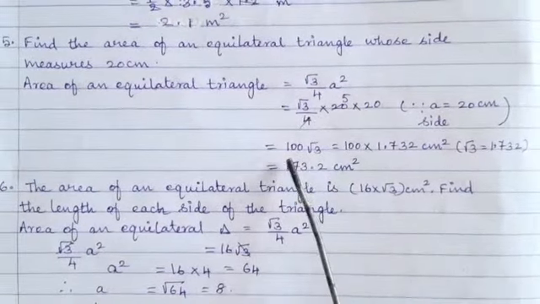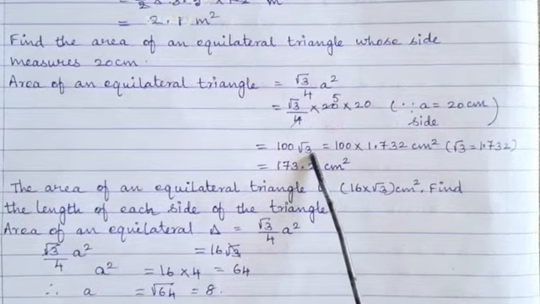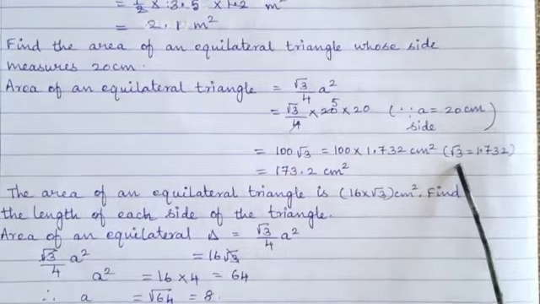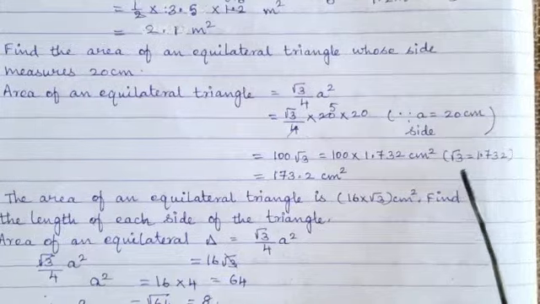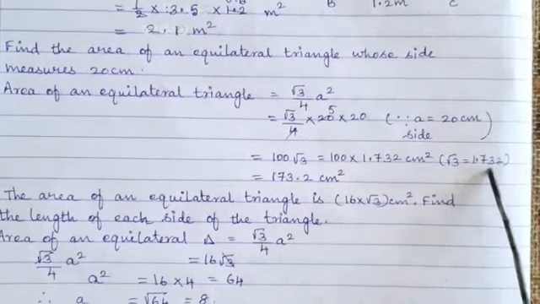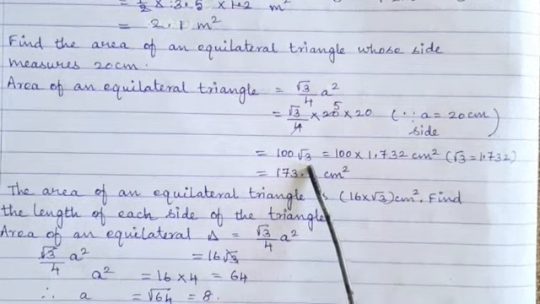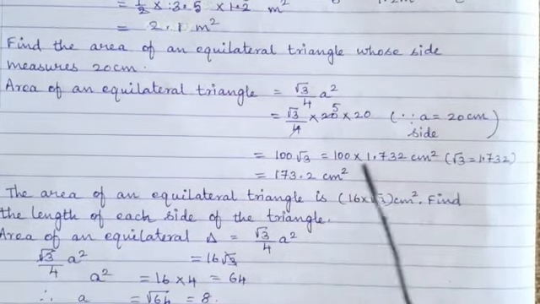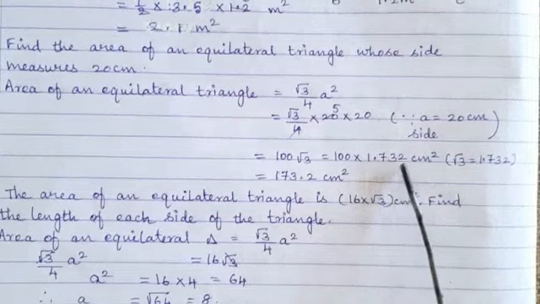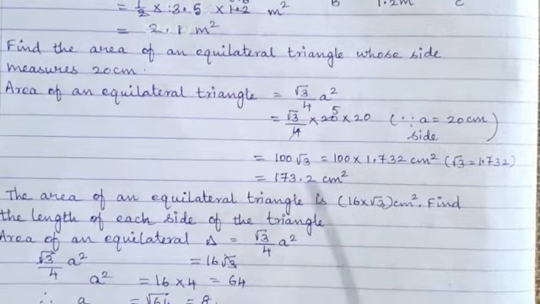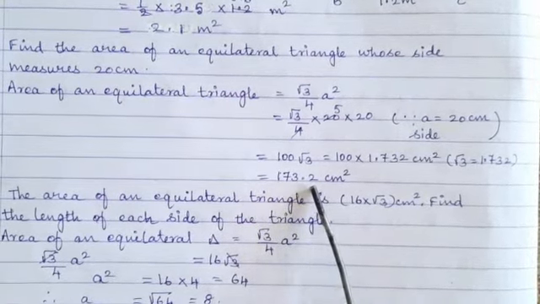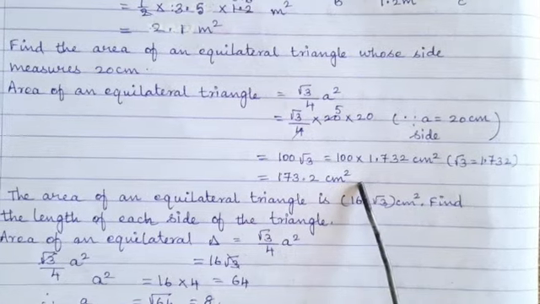Then after simplification you will get 100 into root 3. In the book the value of root 3 is given, root 3 is equal to 1.732. So here you will put that value of root 3, that is 1.732. 100 into 1.732 centimeter square. After simplification you will get 173 centimeter square.